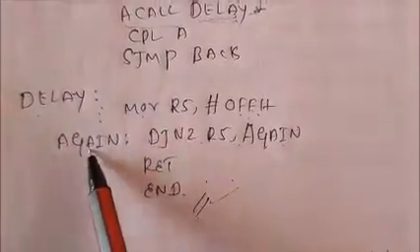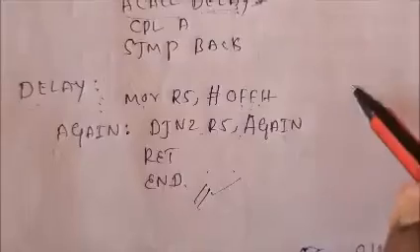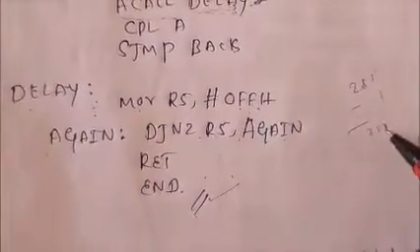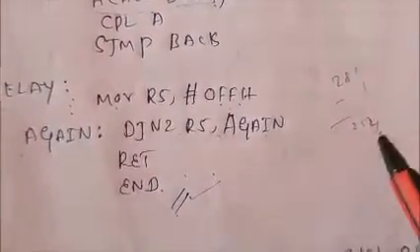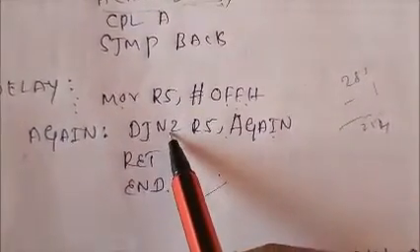So what happened next line? Again DJNZ decrement R5. So that is nothing but 255 minus 1, 254. So it becomes 254. Next I need to make the jump when the content of R5 is not 0. So you have to make the jump when non-zero. That means the condition is true.